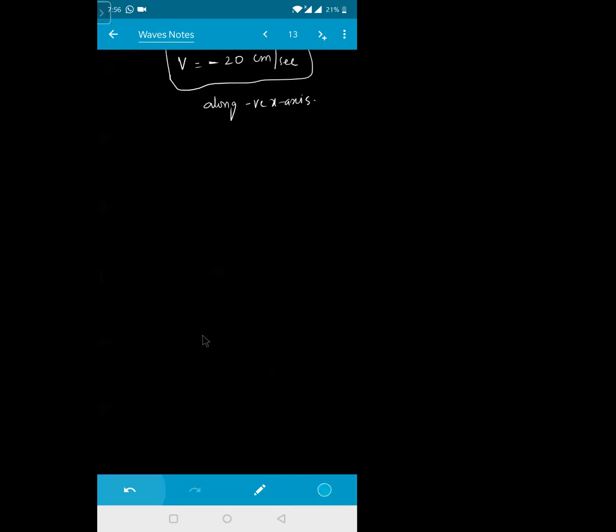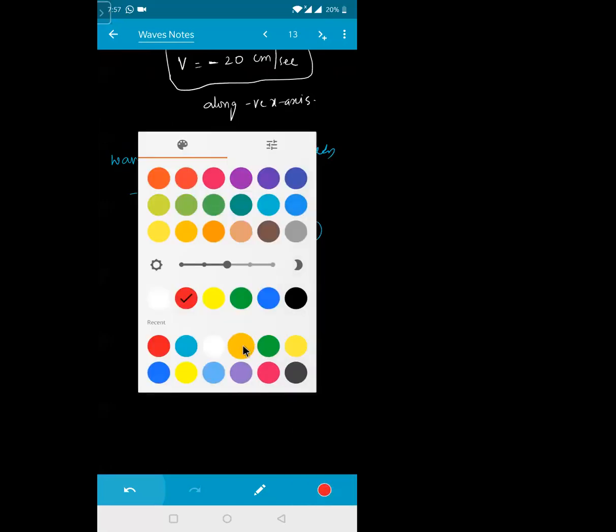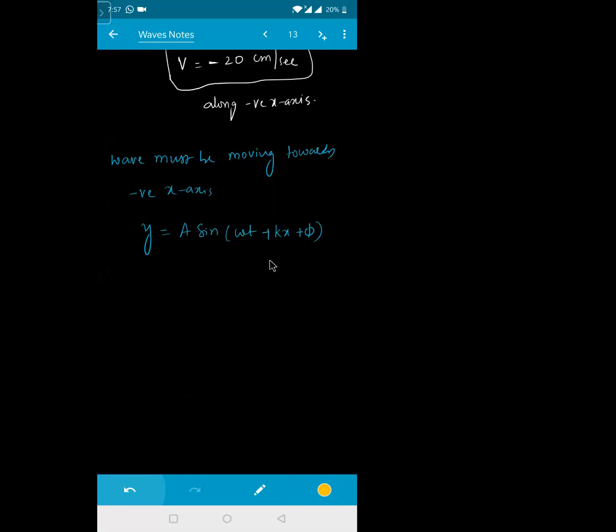So the wave must be moving towards negative x-axis. So what is the equation, beta? y equals A into sine of omega t plus k x plus some phase angle, that is phi. This is the phase angle. This is the basic equation of the wave. If the wave is moving in the negative x-axis, we write it with a positive sign, along with a certain phase.